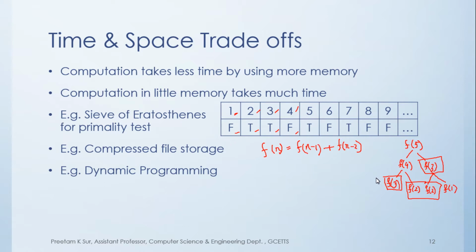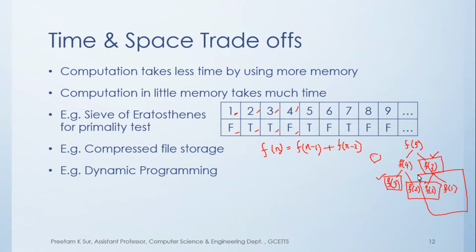Once it is computed, suppose f of 3 is computed first over here, then we can store the value of f of 3 in a table, and whenever it is required later, suppose over here, we can get the value directly from that table. So that will save us the computation of this part. We need not compute this part further. That is the benefit of dynamic programming: it saves us time by using more memory. So dynamic programming is a great example of space and time trade-off.